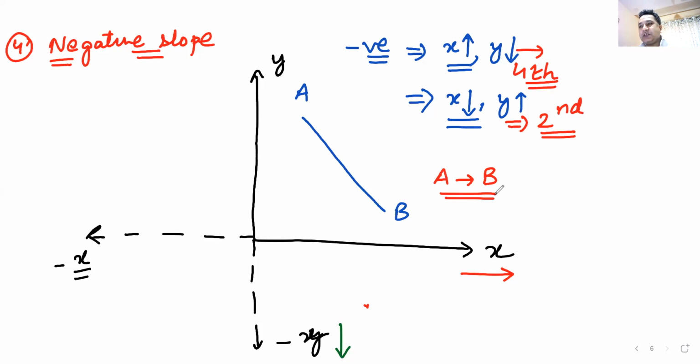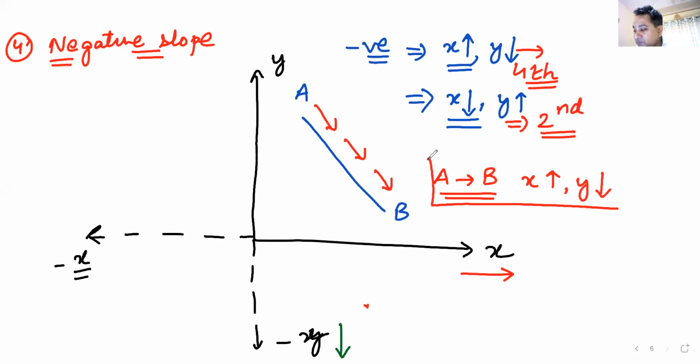Santosh, you are wrong. X is not decreasing. Yes, Hannah, you are absolutely correct. X is increasing. When you are going from A to B, the X coordinate is increasing, but the Y coordinate is decreasing.